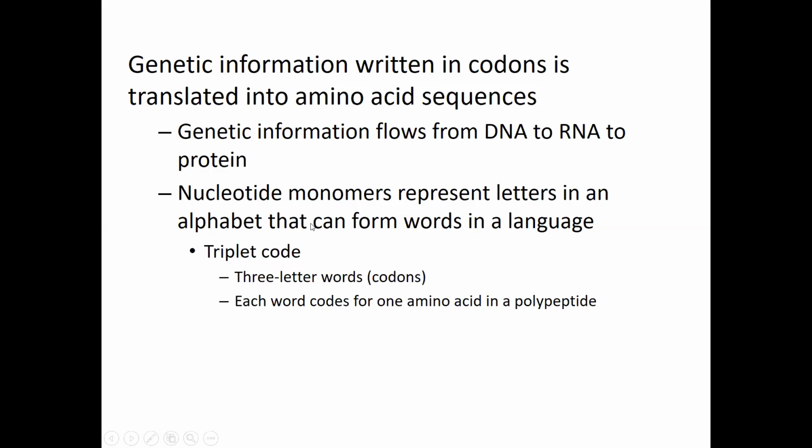Nucleotide monomers represent letters in an alphabet, and they form words in a language, basically. And basically what happens is every three bases forms what's called a triplet code. So these are little three-letter words, and we call them codons. Each word codes for one amino acid in a polypeptide or protein.